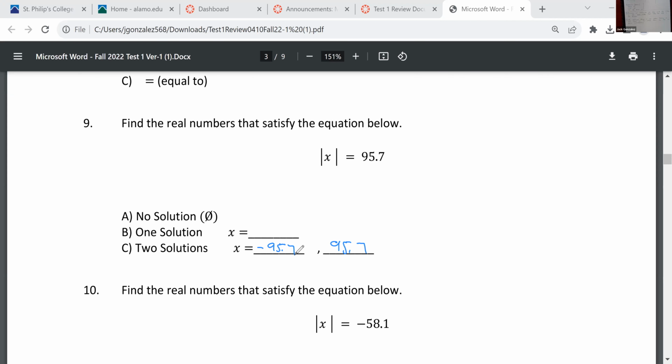You can check it yourself and say, well, is this equal to 95.7? Is this equal to 95.7? They're both equal. They are, then they are solutions, right? That's the definition of a solution. You plug it in, you get equality, you're good. Okay.